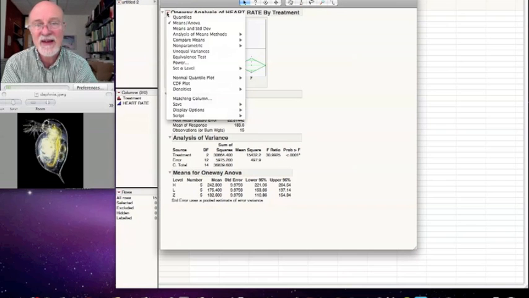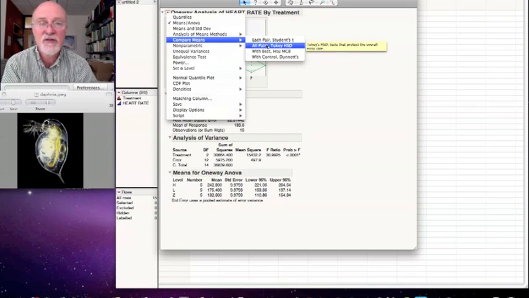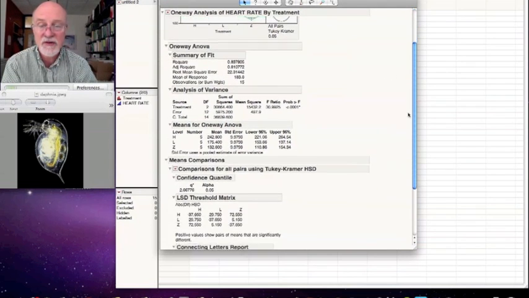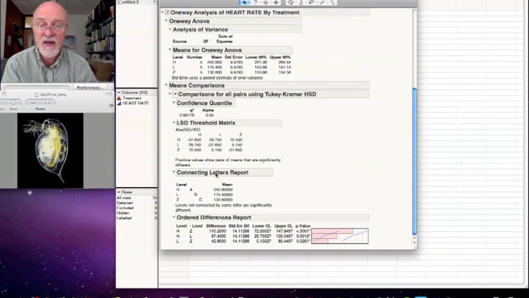Now, which means are different from which? I mean, you can look at it and see, right? But we can actually compare means. And I told you I was going to recommend the Tukey HSD. It's also called the Tukey-Kramer HSD. But anyway, we'll go Tukey HSD, let that up, and look for the letters down here. Okay? This is called the Connecting Letters Report, and this tells which group differs from which other group.